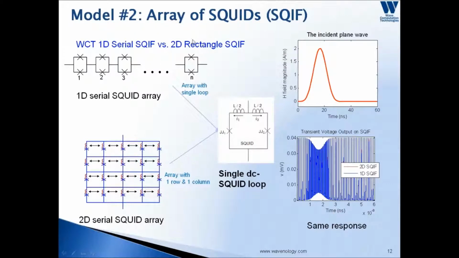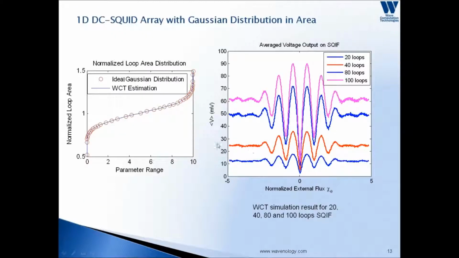Next, model 2 is the array of SQUIDs. If you mention array, it has two approaches. One is the 1D array, where you just connect the loops one by one in series. The other is the 2D SQUID array, where all of them are connected in parallel and you form a network. You will have the response according to the external flux change as well. So let's see how we can verify this.